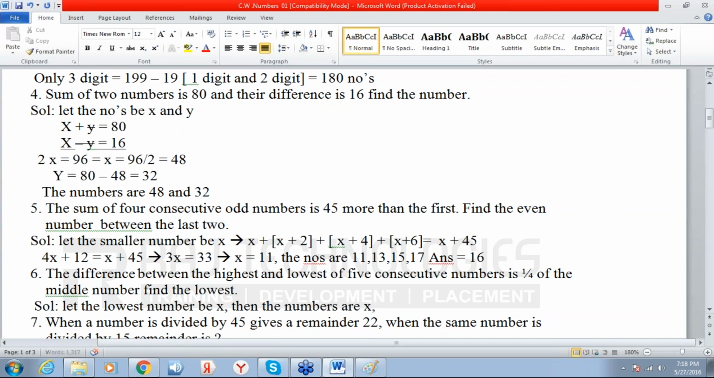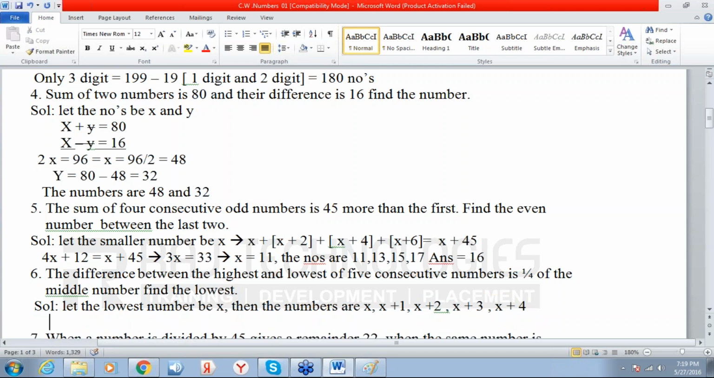The numbers are consecutive numbers. Every consecutive number differs by what value? 1 only. So x plus 2, x plus 3, x plus 4. These are 5 numbers. So x is the lowest value and x plus 4 is the highest value. x plus 2 is the middle number.